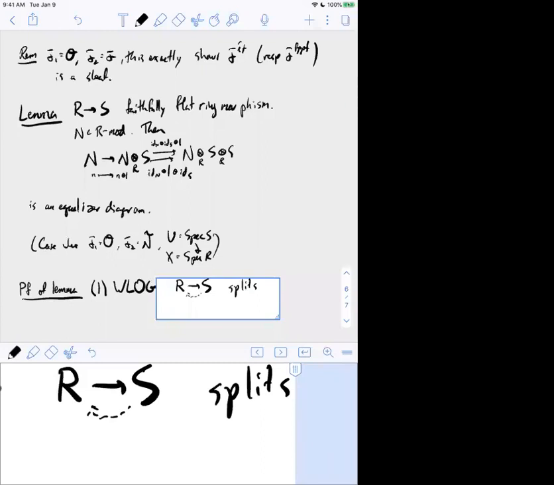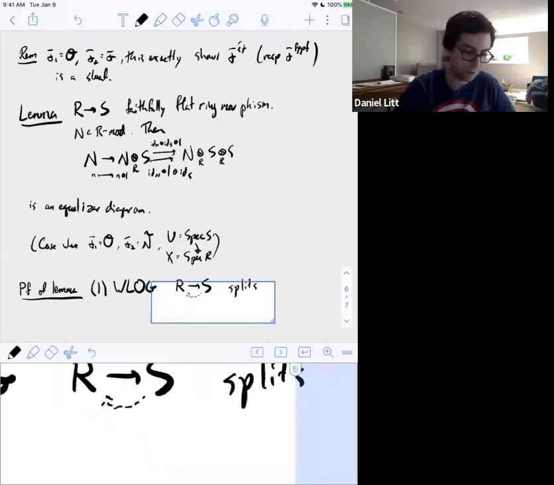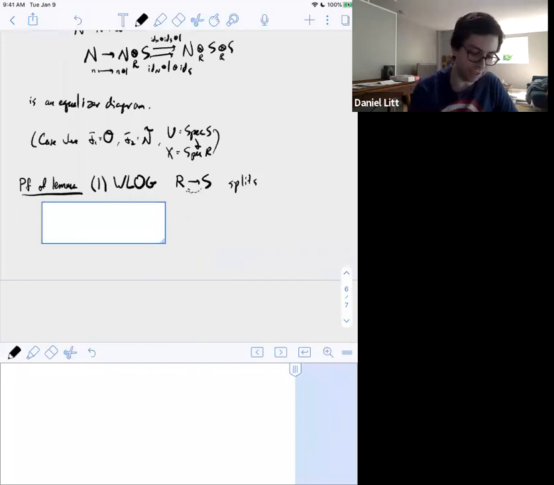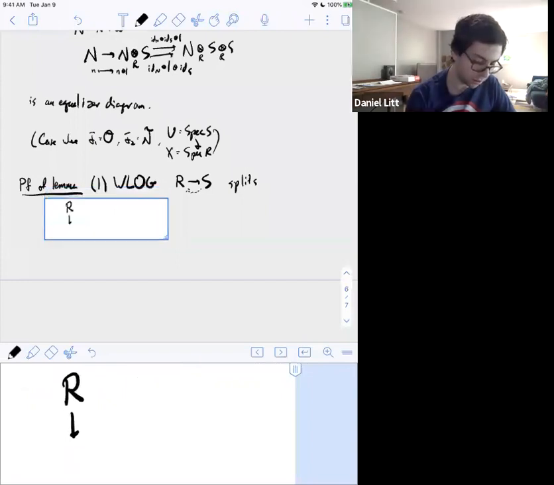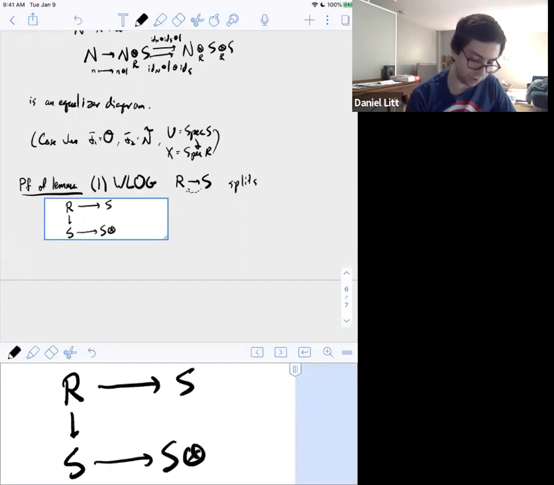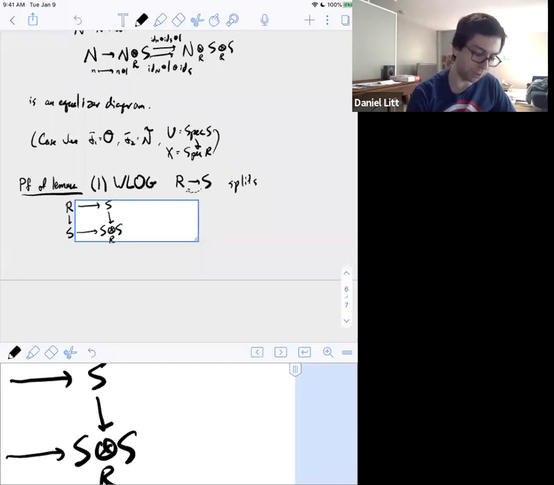So this is where we're going to use faithful flatness. Okay, so here's the idea: the idea is to tensor with S. So we have R to S, and we can tensor with S, right? Tensoring with S is just the same as pushing out this map along itself. Now I claim this map on the right has a section. Can anyone tell me what it is?